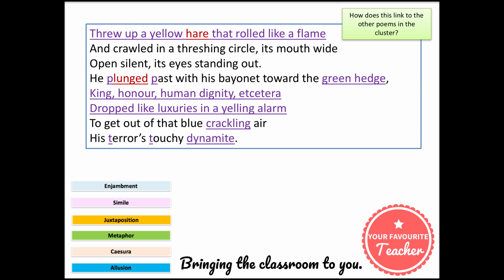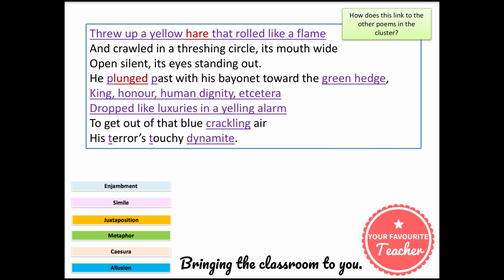Dropped. Does he now disregard these things? Dropped like luxuries in a yelling alarm. So what he means here is the things that we would cherish, but yet we don't consider important in a time of need. That's what these things are. Just if your house is on fire, you're not running to grab your pearl necklace, or maybe you are. You shouldn't be. You should be running to get out and save your children or your husband and the pet. Okay, so human dignity is not a luxury he can afford anymore.